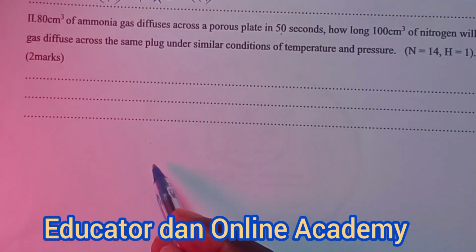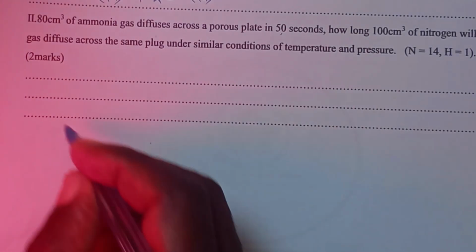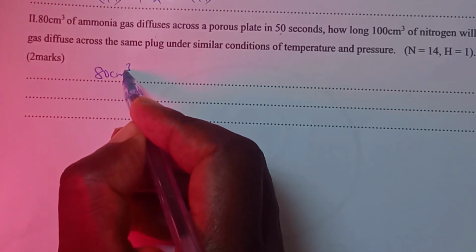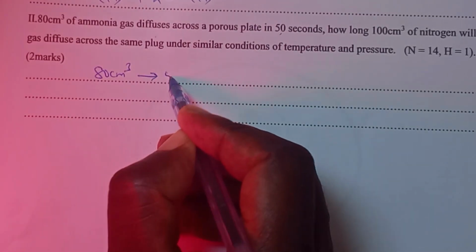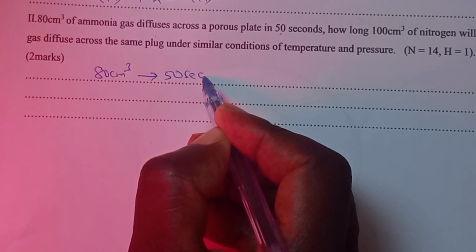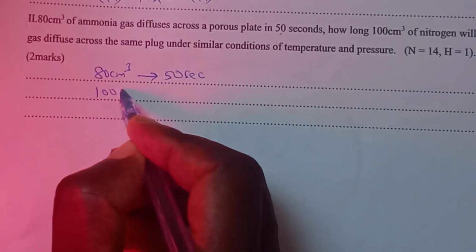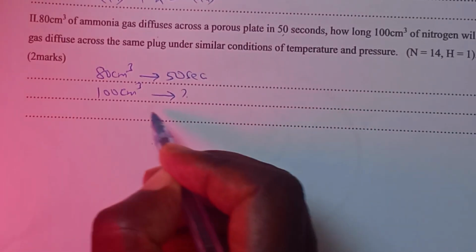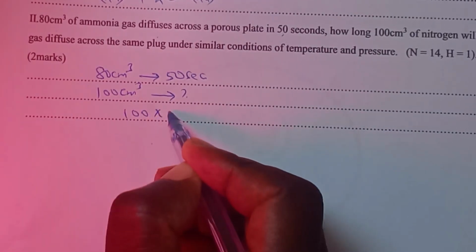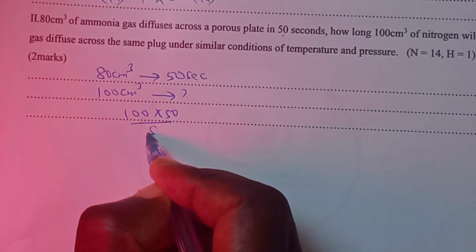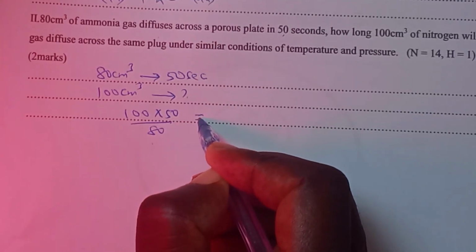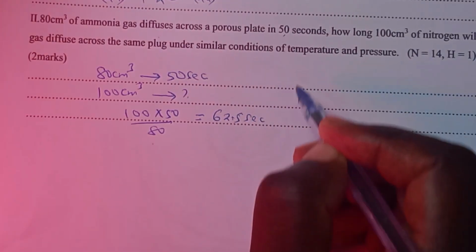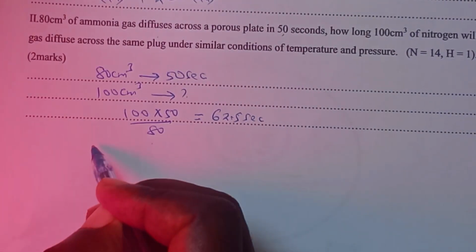In this case, the first thing we are going to do: we have been told that 80 cm³ of ammonia takes exactly 50 seconds. We need to calculate how many seconds 100 cm³ of the same gas will take. In this case, we have 100 multiplied by 50, everything divided by 80, and this gives us exactly 62.5 seconds.